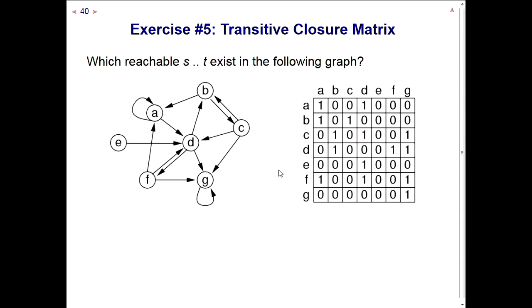Let's go back to this graph here. What do you think if you look at this graph? Is every node reachable from every other node? Or do you see cases where one node is not reachable? E is not reachable. That's right. E is not reachable by any other or from any other vertex. What about other vertices? Is there other cases where one vertex is not reachable by the other, from the other?